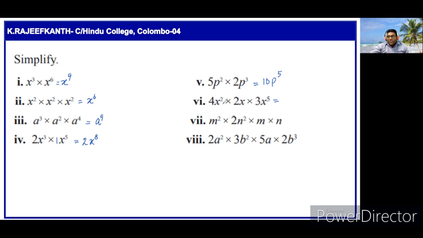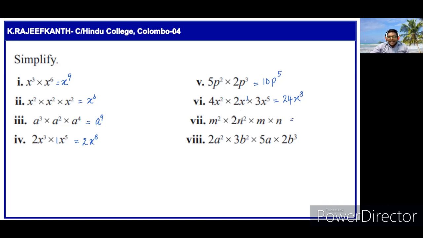Now, 4x to the power 2 times 2x times 3x to the power 5. Now we should multiply these numbers. 4 times 2, 8, 8 times 3, 24. Here x to the power 2, x to the power 1, x to the power 5. So we have to add all these indices, 2 plus 1, 3, plus 5, 8.